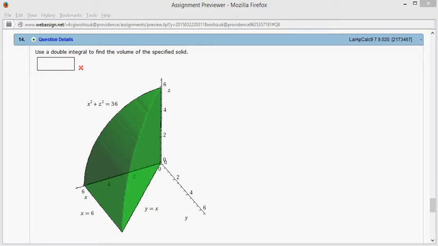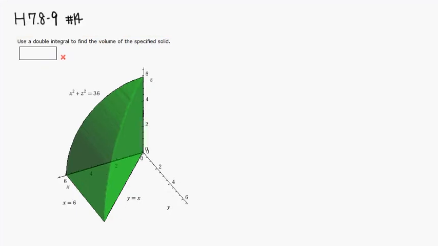Alright, let's look at the homework 7.8, 7.9, problem number 14. Let's use the double integral to find the volume of this given solid. So we have to set up an integral.